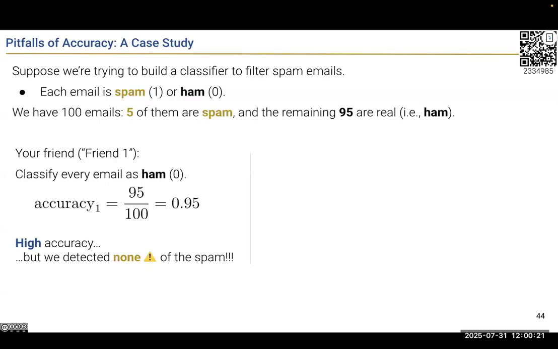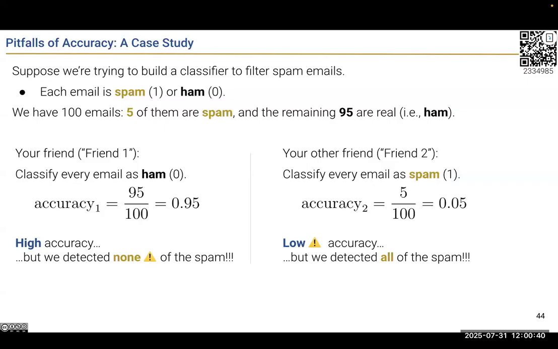What about the other extreme? Say another friend builds another filter, and this classifier would classify every email as spam. So you'll get those 5 spam emails labeled correctly, and the other 95 you will label incorrectly. So your accuracy here is 5%. Very low accuracy. However, you detected all 5 spam emails.